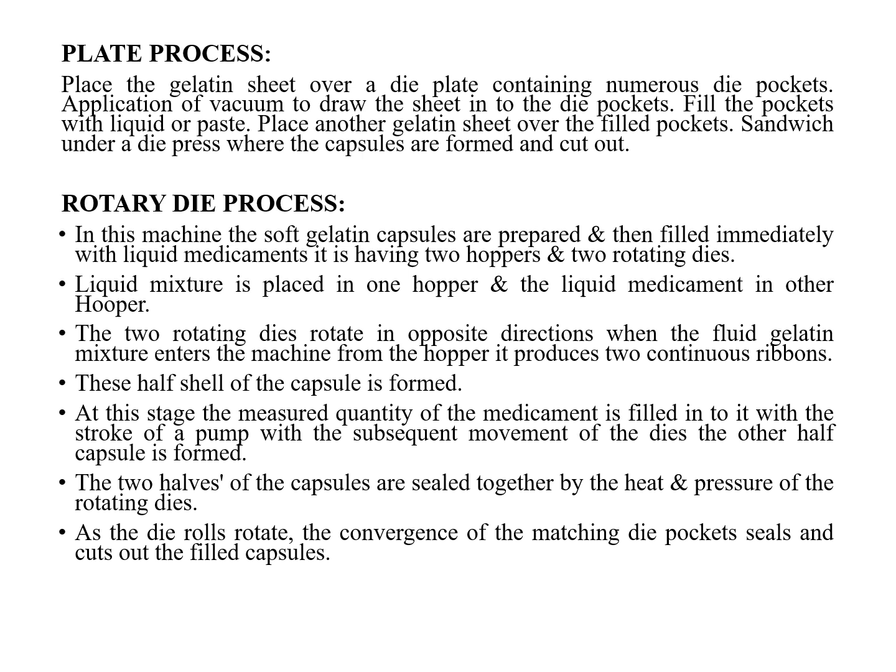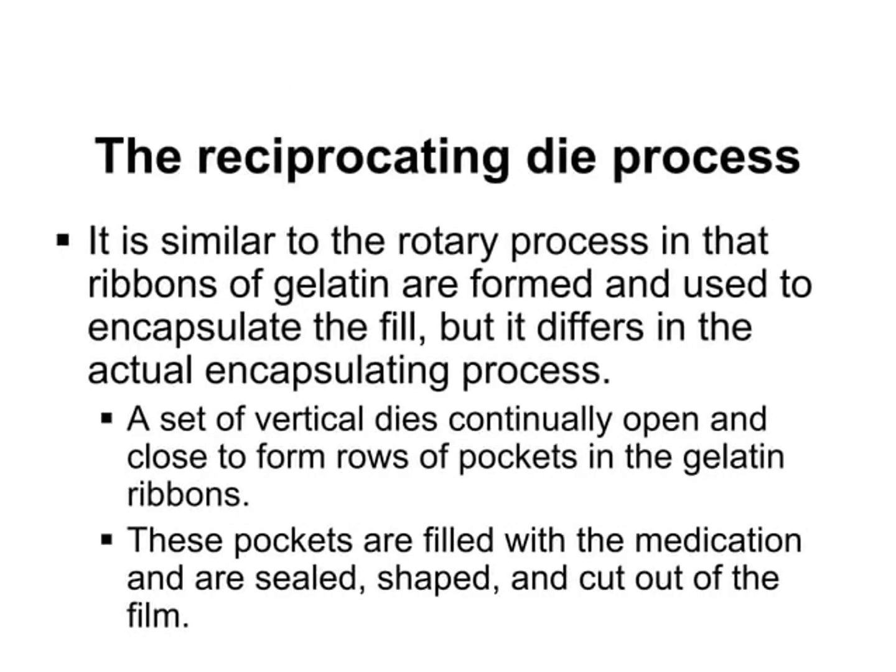The half shell of the capsule is formed. At this stage, the measured quantity of the medicament is filled into it with the stroke of a pump. With the subsequent movement of the dies, the other half capsule is formed. The two halves of the capsule are sealed together by the heat and pressure of the rotating dies. As the die rolls rotate, the convergence of the matching die pockets seals and cuts out the filled capsules.